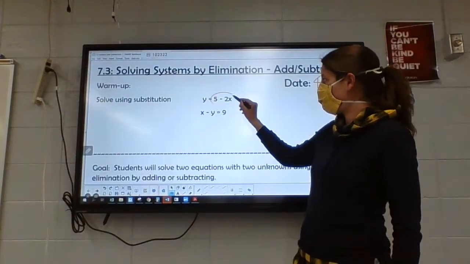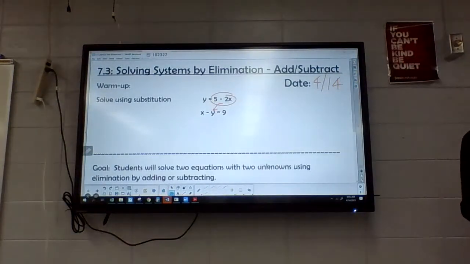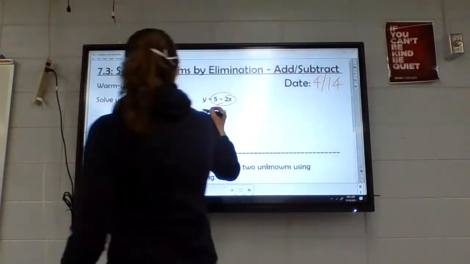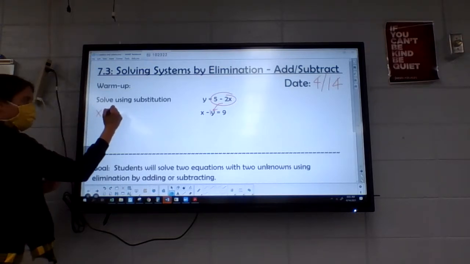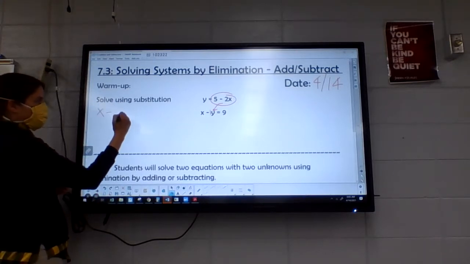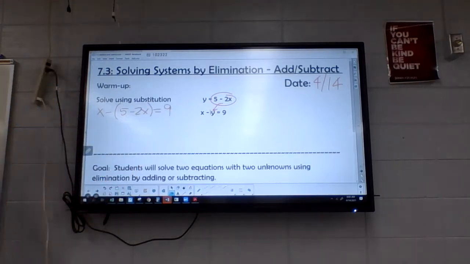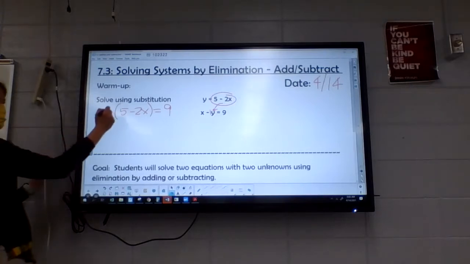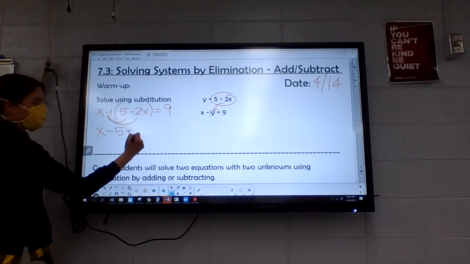In this one, we have our y equaling 5 minus 2x. We have to put that in place of y here, so we're going to substitute that in place of our y. When we do that, notice there's a negative 1 here in front of the y, so you're going to have to distribute on this one. So if you made a mistake, it's totally possible that you missed that part of it. So it's x minus, well, minus the parentheses, I'll just do it that way. x minus parentheses 5 minus 2x, and that equals 9. So we're going to distribute this negative 1 into those terms. So minus 5, and then it becomes plus 2x.